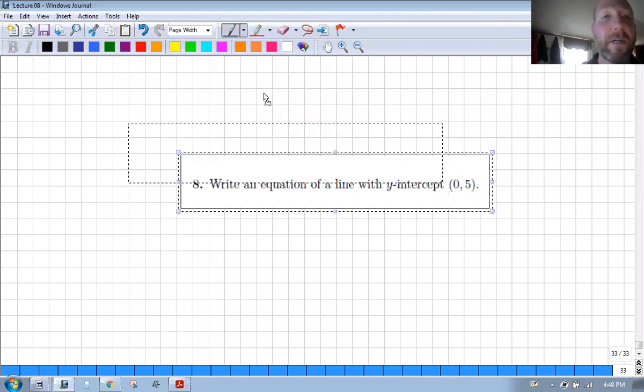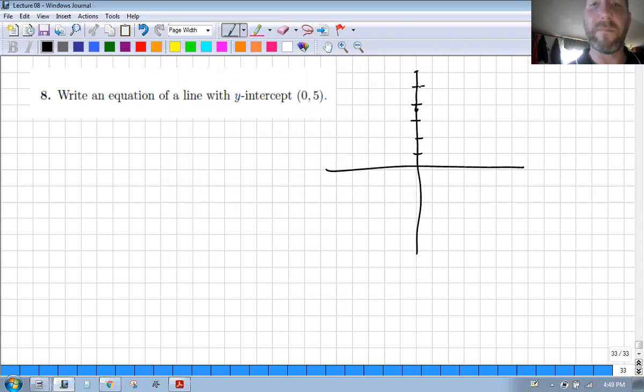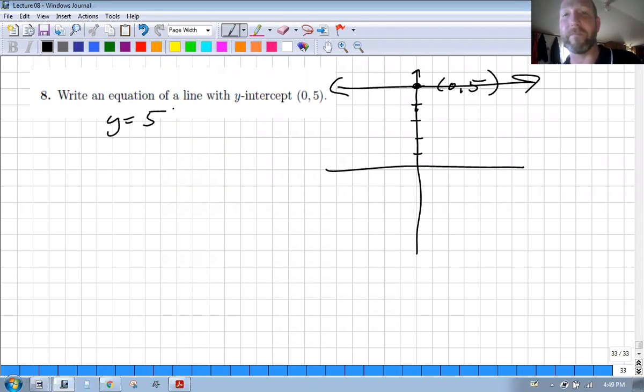All right, write an equation of a line with y-intercept 0, 5. So don't go right or left, go up 1, 2, 3, 4, 5. Boom. 0, 5. We want an equation of a line that goes there. How about this one? Y equals 5. That's one of them.